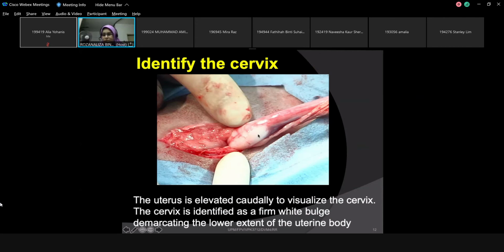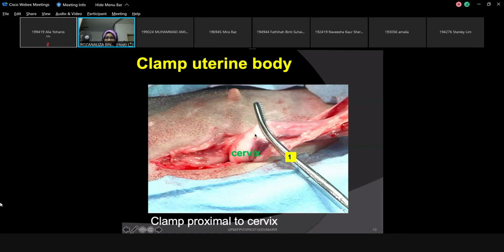Okay, so the cervix is actually a white bulb structure. However, if the patient is pediatric or young, you might not be able to identify it, or it's not fully developed. In cats and dogs that have given birth or are mature, it is quite prominent. So this is still your clamp number one. This is the clamp where you want to perform your ligature.